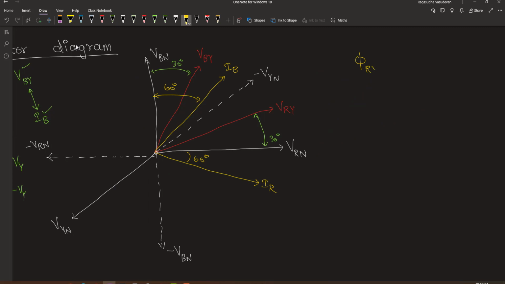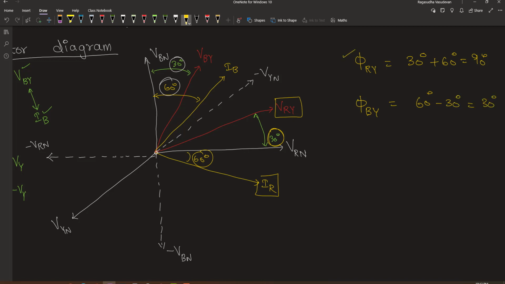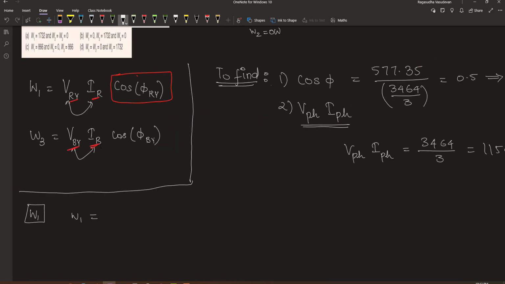Therefore, phi RY will be the angle between VRY and IR, which is 30 plus 60. This is 90 degrees, and the angle phi BY is equal to 60 degrees minus 30 degrees. This is equal to 30 degrees. Using this, let's find out the wattmeter readings W1 and W3. The wattmeter reading W1 is equal to VRY times IR times cos 90 degrees. Cos 90 is 0, therefore the wattmeter reading W1 is also 0 watt.